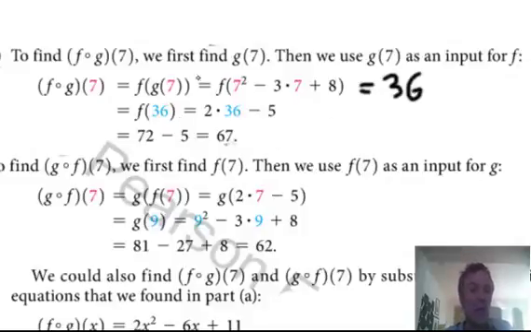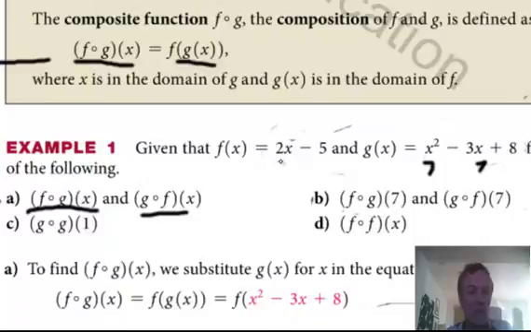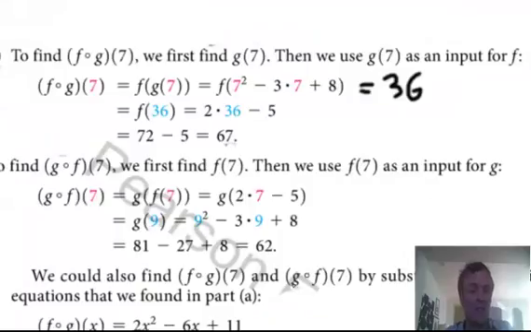Okay, so here we go. I'm going to put it into 2x minus 5. So 2 times 36 is 72. Take away 5 should give me 67. And there it is. Okay, so that's the answer.